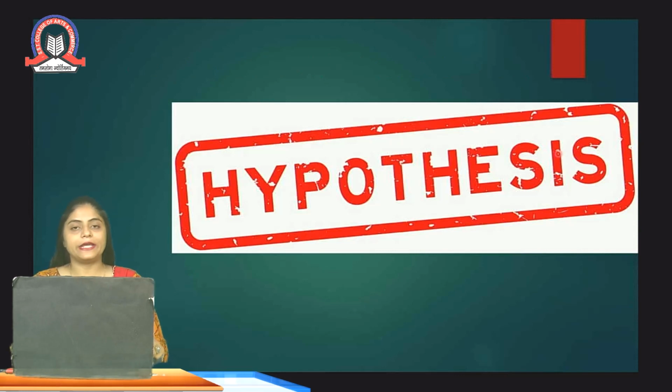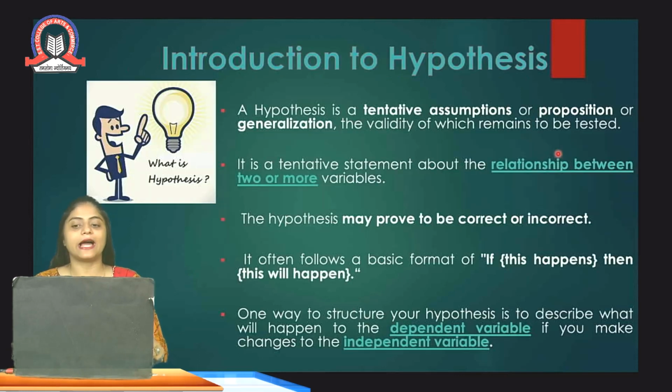The topic name is hypothesis. What exactly is a hypothesis? It is a tentative assumption, or we can say a proposition or generalization, the validity of which remains to be tested. It's a tentative statement in which we identify the relationship between two or more variables. So a hypothesis may be proved to be correct or incorrect.